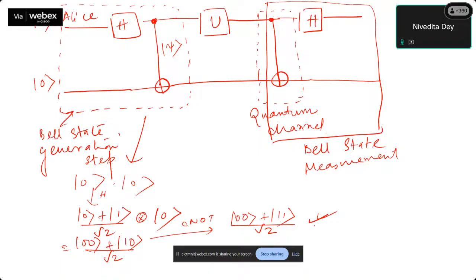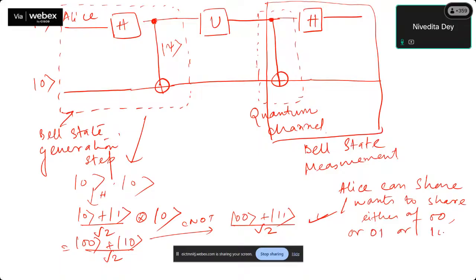Now say, what are the possibilities that Alice wants to share? Alice either can want to share 00 or 01 or 10 or 11, right? So Alice can share, or want to share, either of 00 or 01 or 10 or 11 to Bob. And now it's Bob's task to interpret it.